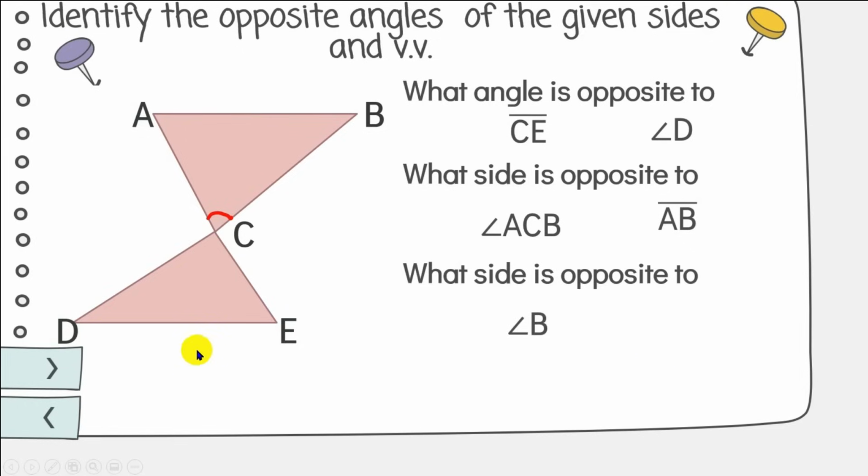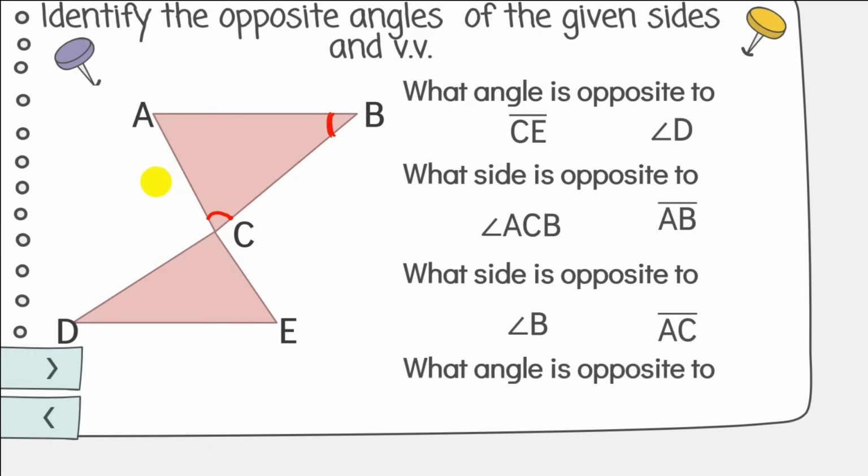Next, what side is opposite to angle B? So, we have this angle B. Ano naman ang side opposite to angle B? Looking at the figure and triangle ABC, ang opposite niya ay ang side AC or CA. And then, for the last question, what angle is opposite to side DE? So, this is side DE. Alin naman daw ang angle opposite to it? So, we have this one, yung nasa C.